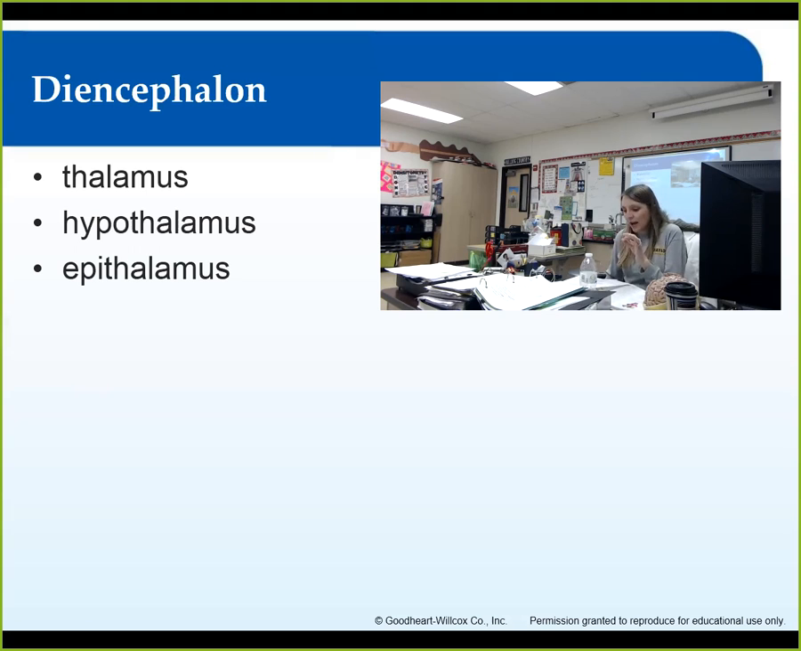Okay? Heart rate, blood pressure, a lot of your involuntary processes are regulated by your hypothalamus. Hunger, energy level, temperature, again, like we've talked about before. Remember, it works like a thermostat. Okay, and then the last one on here is the epithalamus.